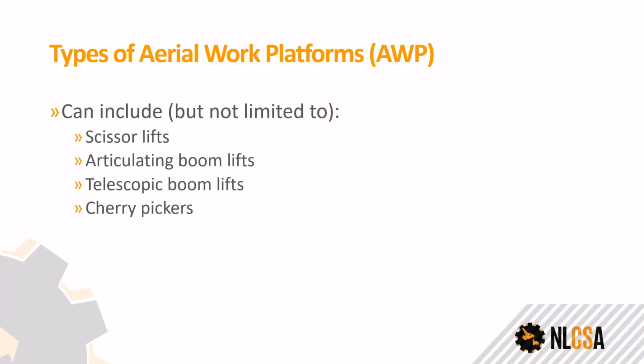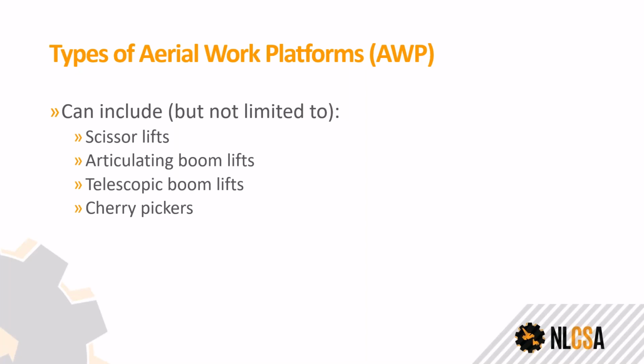So the different types of aerial work platforms can include, but are not limited to, scissor lifts, articulating boom lifts, telescopic boom lifts, and cherry pickers. These are some of the more common ones that we do see in workplaces. However, that's not an all-inclusive list.